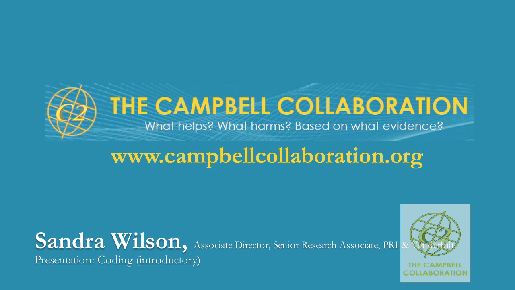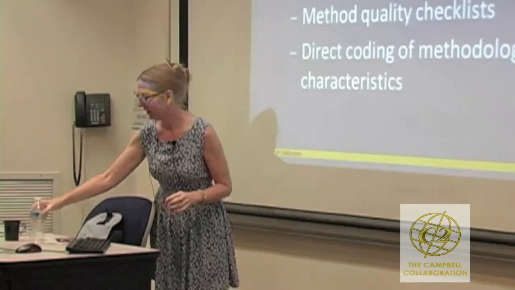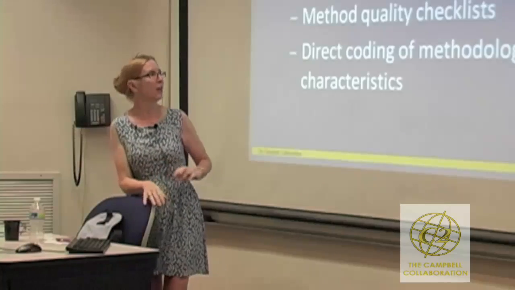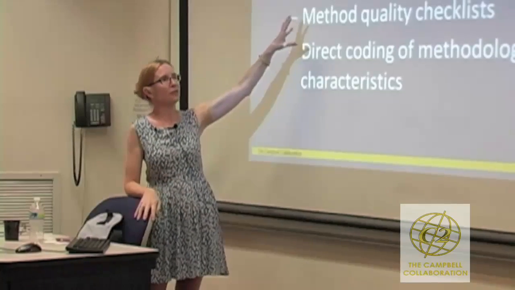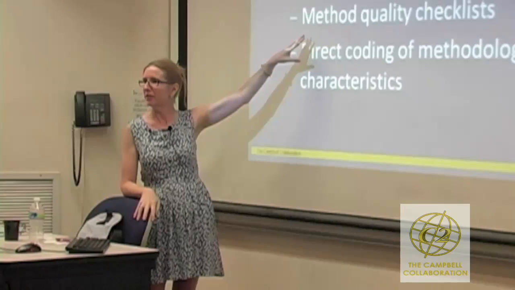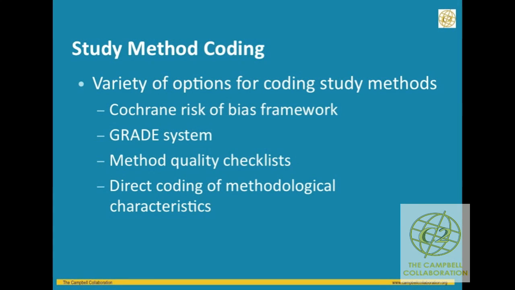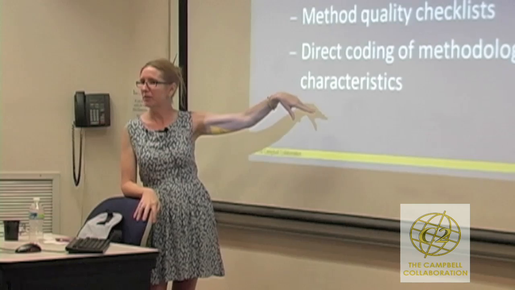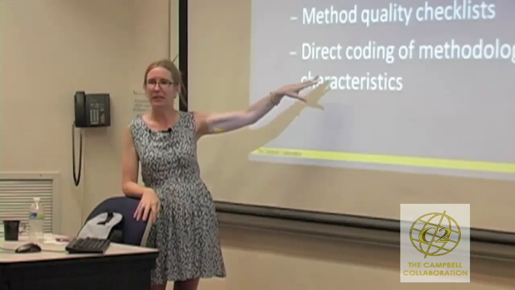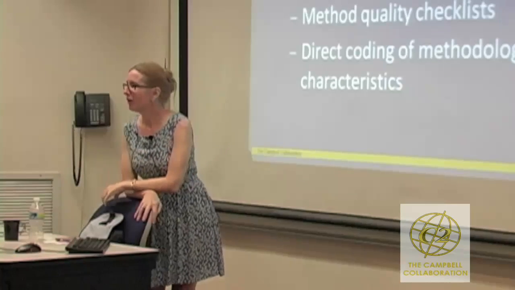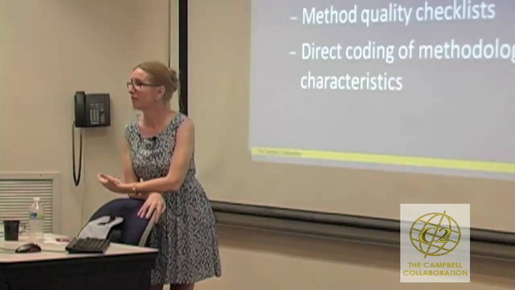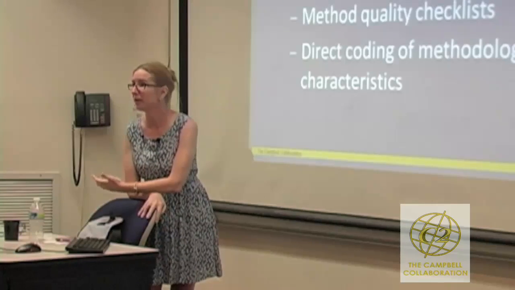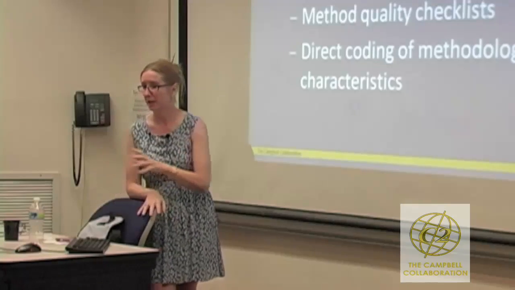And then there are some method quality checklists, which I'm not going to show you because they've kind of fallen out of favor. But many of these things that are on method quality checklists are things that are important when thinking about methodological quality. And then finally, I'm going to show you the way that I do things, and other people. It's not just me. I code the methodological characteristics directly and evaluate how they influence the outcomes of the studies.